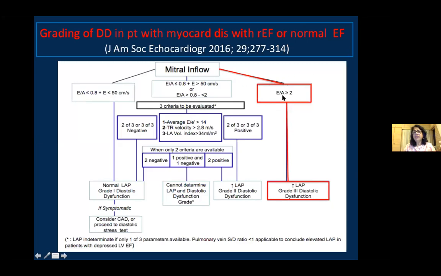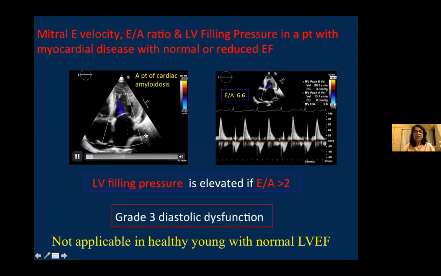Look at the mitral inflow. If your E by A ratio is more than 2, as in this case, look, this is a patient of cardiac amyloidosis. Look at the atria, both are enlarged. Look at the myocardium, thickened walls of the left ventricle, and I get a pattern where E wave is very tall and A wave is very small with EA ratio 6.6. So it is a patient having myocardial disease with reduced ejection fraction, of course, and a EA ratio 6.6.